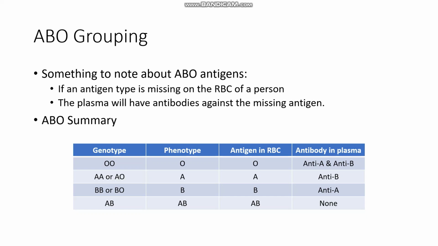Something more to note is AB phenotypes are universal receivers as they have no inherent anti-ABO antibodies in their plasma, whereas O phenotypes are universal donors as the O antigen doesn't react with anti-A or anti-B.